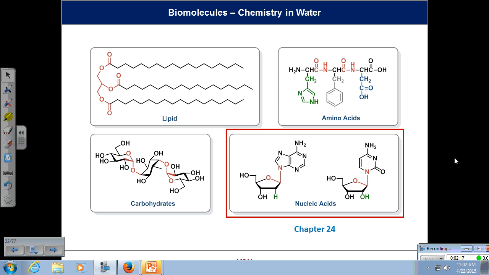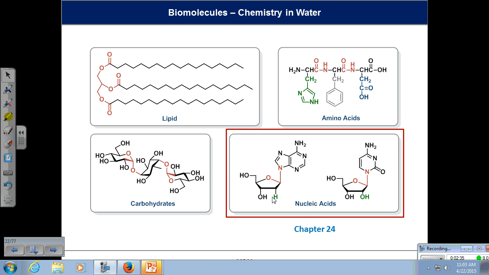So the nucleic acids themselves, you can see at the bottom right here, they are fairly complex. They're more complex than, say, the lipid at the top because they have many more functional groups. And you'll notice that they are, again, very polar. You have lots of possibilities here for hydrogen bonding, so they ought to dissolve in water. And, of course, they do.